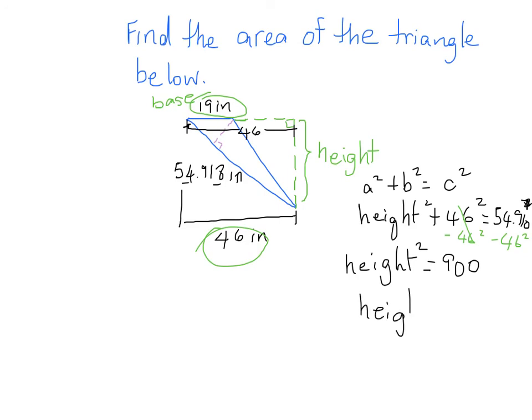I know this is pretty tricky because you wouldn't have thought that the height would have been outside the triangle, but it totally is possible. So our height then we can have as 30.